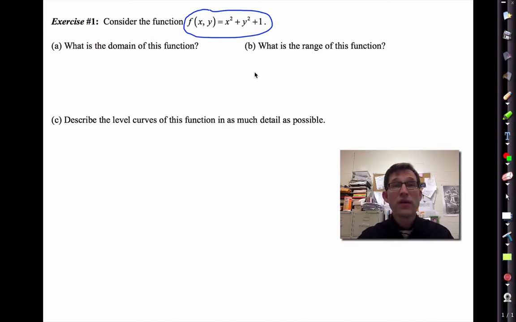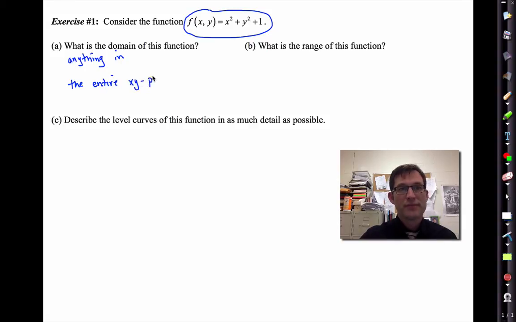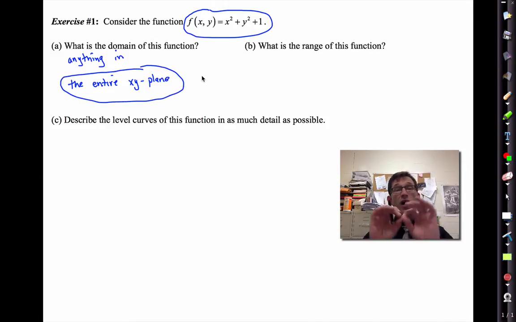Seems to me that we can put anything in, right? So we can really put anything in. Well, that means that the domain is the entire xy plane. When you were talking about f of x, sometimes you had functions where it was the entire x-axis. Now we're talking about the entire xy plane.